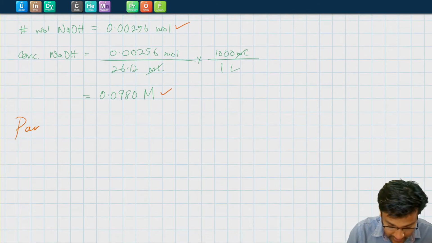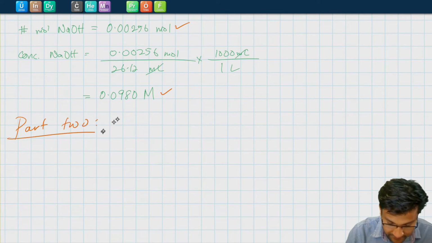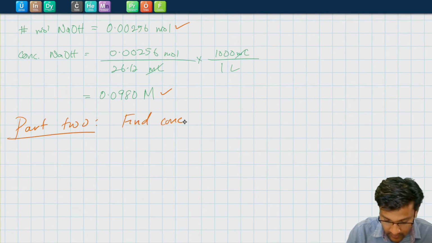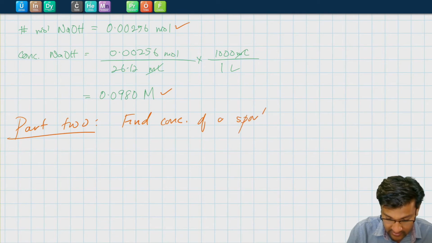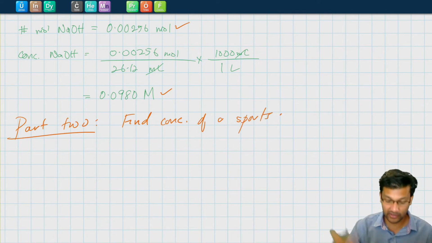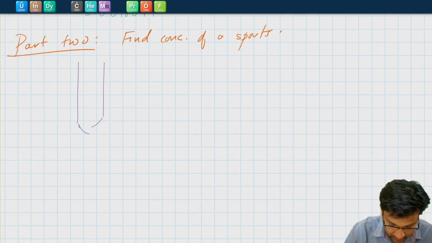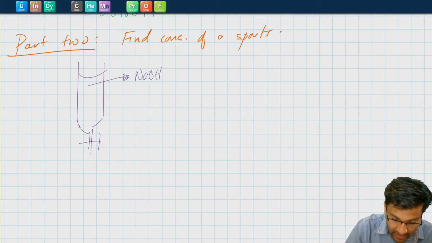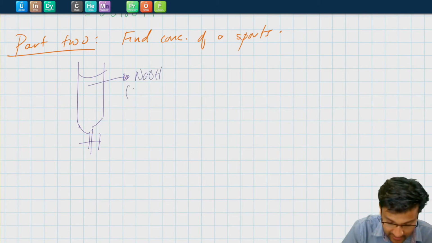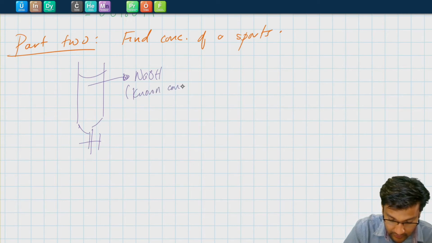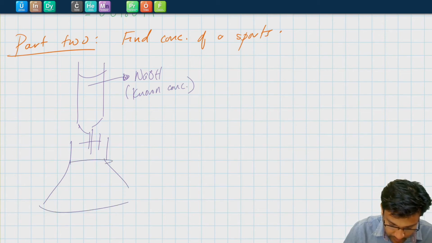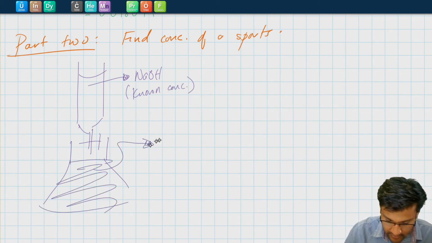In the second part, we're going to find the concentration of a sports drink, which is an acidic sports drink containing citric acid. So we're going to do a similar setup. We're going to have our burette with our NaOH. But now, because we found the concentration in the first part, the concentration is known. And then in our little Erlenmeyer flask below, we'll put our sports drink, about 40 milliliters of sports drink.